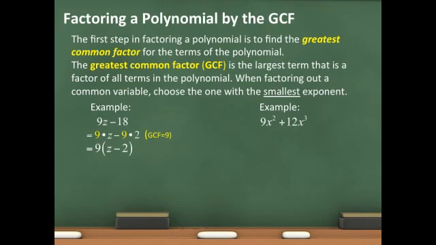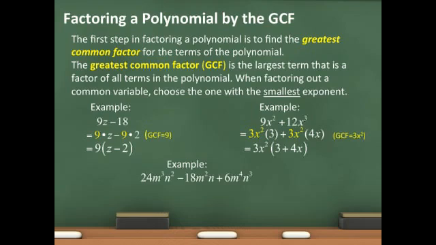In the next example, we have 9x squared plus 12x to the third power. We can rewrite the problem as 3x squared times 3 plus 3x squared times 4x. We can see that the GCF is 3x squared. Notice in the GCF we use x squared instead of x to the third power because we choose the one with the smallest exponent. If we factor out the GCF, we get 3 plus 4x. So the final answer is 3x squared times the binomial 3 plus 4x.